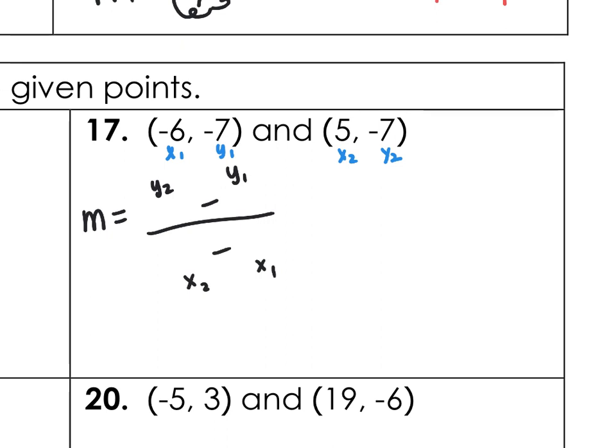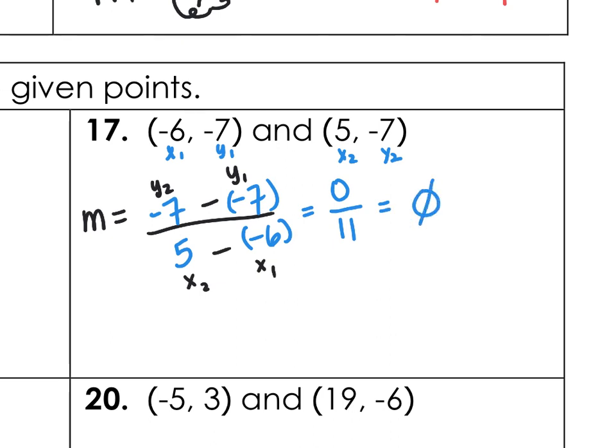Okay, my y2 is -7. My y1 is -7. My x2 is 5. And my x1 is -6. I can already tell because the y's are the same that it's going to be a slope of 0. I'm cool like that. So -7 minus a -7 is 0, and 5 minus a -6 is 11. And I do end up with a 0 slope. Okay? Moving on.